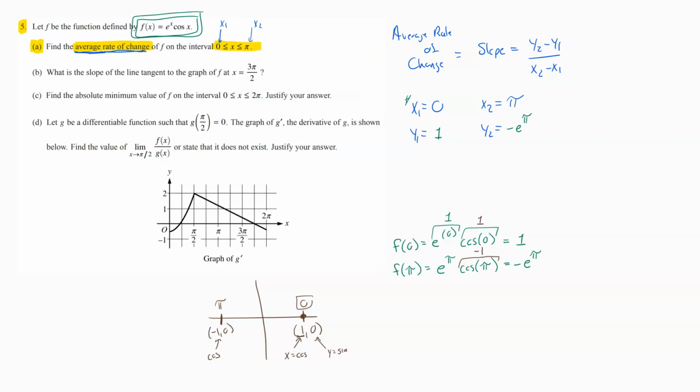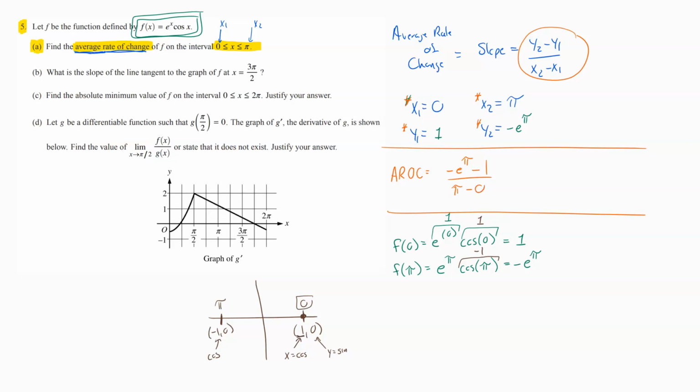So once you've got that, now you just need to take those pieces and pop them into your formula here. And so we're going to get out of here that our average rate of change is going to equal y2, negative e to the pi, minus y1, which is 1, over x2, pi, minus x1, which is 0. So the most you could really do on this is just clean up that bottom: negative e to the pi minus 1 over pi. Again, you don't have a calculator, so you would just leave your answer looking exactly like that. And that would get you 1 point.